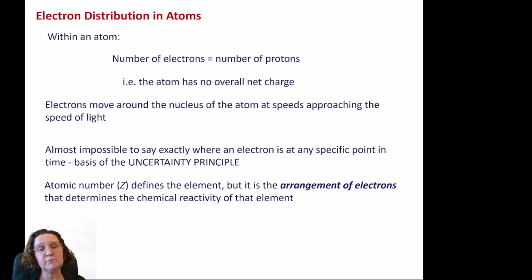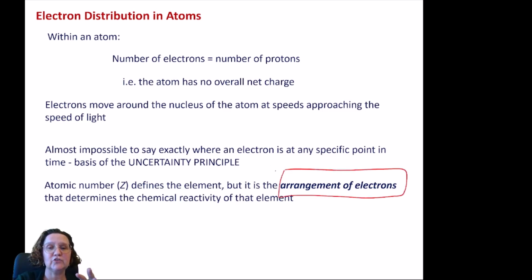So yes, the atomic number defines the element and it tells you how many protons it has and how many electrons it has, but actually it is the arrangement of electrons in an atom that is going to determine how that atom is going to interact with other atoms, how it's going to react. And specifically, we care about those electrons that are further away from the nucleus, because those are the ones that are going to be used to make bonds.